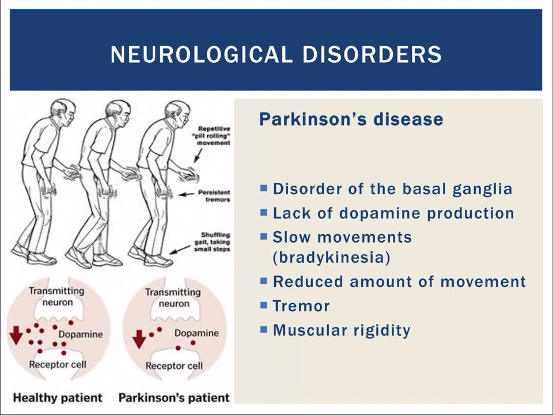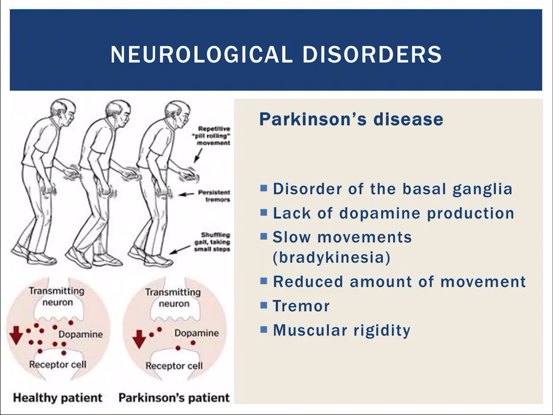So the first neurological disorder that we're going to look at is called Parkinson's disease. And most people would be familiar with Parkinson's disease, which is basically a disorder of the basal ganglia. And it has something to do with a lack of dopamine, right? And we know that dopamine is a neurotransmitter. And if you know what a neurotransmitter does in the communication between nerve cells, you should be able to figure out the basic mechanism behind Parkinson's disease.